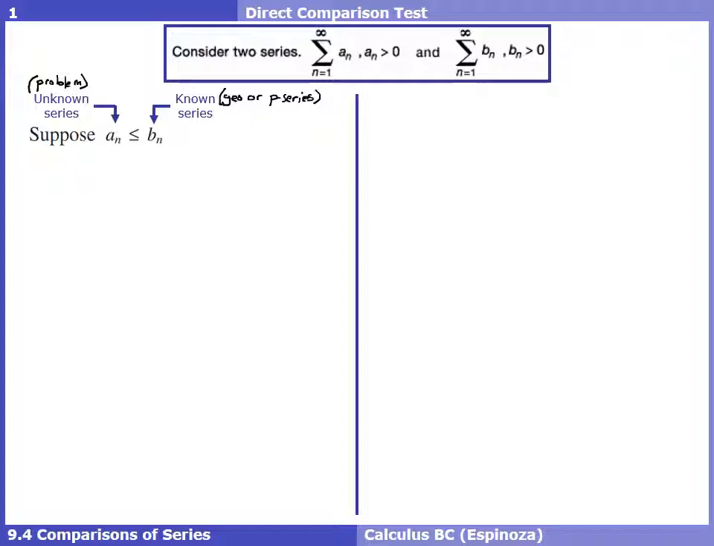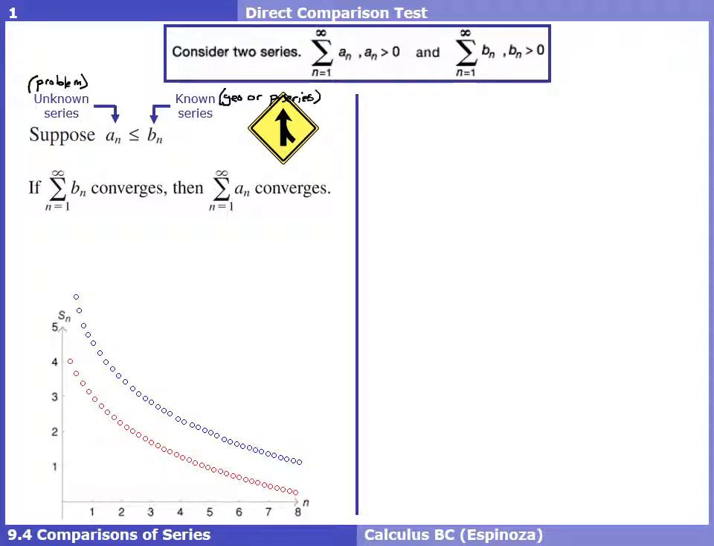Okay, so once we sort that out, again, we're supposing that our unknown series is smaller than our known series. And what that's going to mean for us is that if the B series converges, then the A series also converges. And the way I can prove that is with a picture, because I don't think just saying this alone is enough to really see this. So let's take a look at this picture.